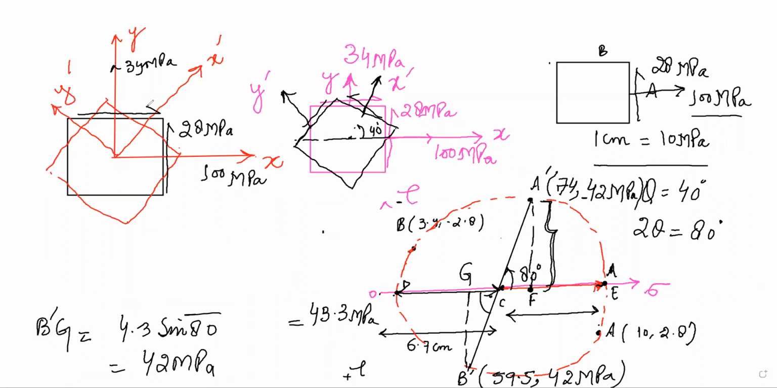Yes. How much is sigma x on the new face now? 74 MPa. How much is shear stress on this face? Minus 42. Minus 42, its sense of rotation will be clockwise, so it will be downwards. Okay, that's equal to 42 MPa.